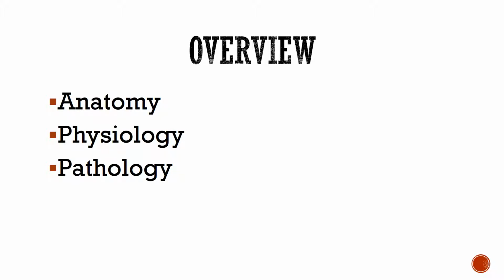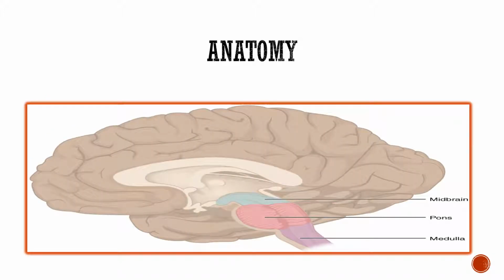So in my presentation, I'm going to be talking about the anatomy, physiology, and common pathologies associated with the brainstem. The brainstem is located in the posterior aspect of the brain. It is made up of three distinct parts. The part shown in green at the top is the midbrain. Just below that is the pons, and the most inferior part shown in purple is the medulla oblongata.